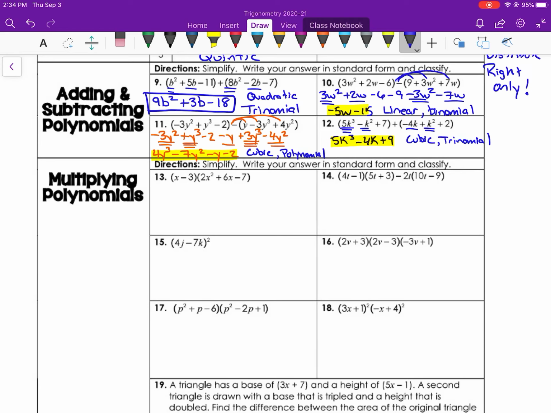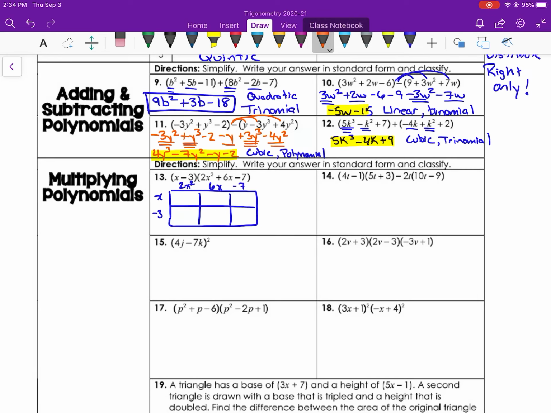So when we have a binomial times a trinomial, what I like to do is the box method. If you don't like it, you can just distribute, but for me the box just cleans it up and makes it look a lot nicer. Okay, so this is the box method. I write the first term vertically, the second term horizontally, and I just do the math inside the box.